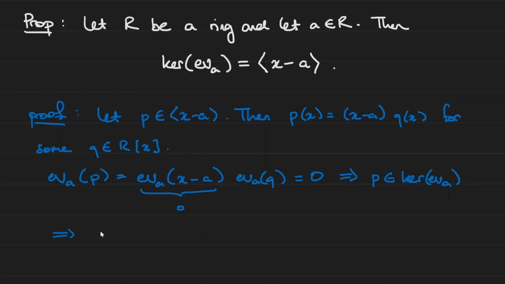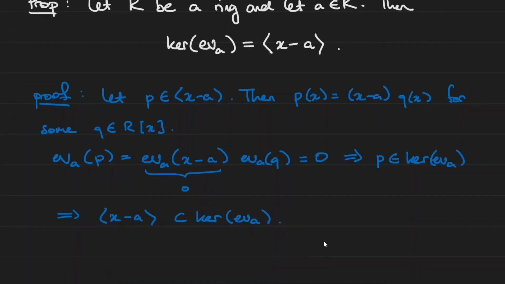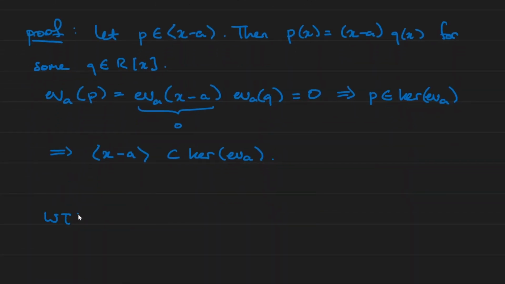And because of that, we've shown that the principal ideal generated by x minus a is a subset of the kernel of the evaluation homomorphism. So that's the first inclusion. Let's show the other inclusion. In particular, we want to show that the kernel of the evaluation homomorphism at a is a subset of the principal ideal generated by x minus a.